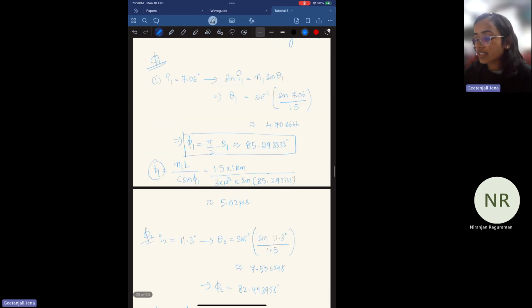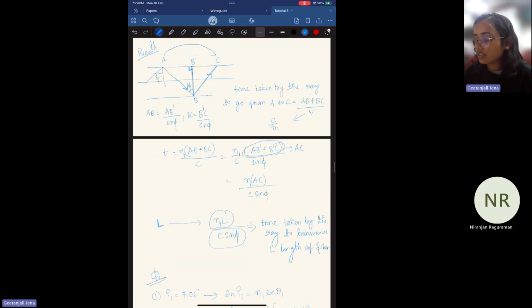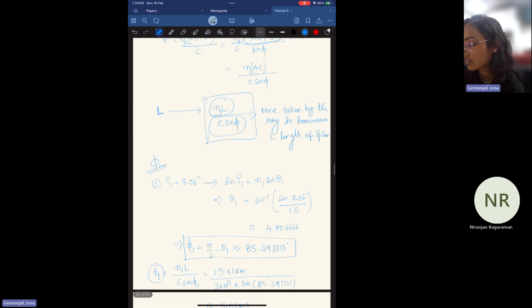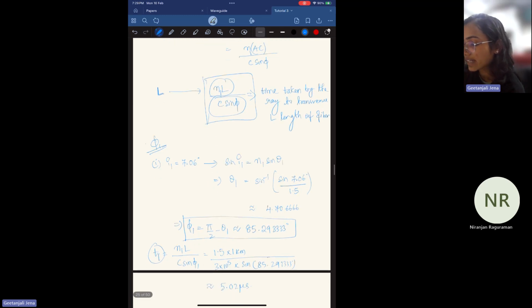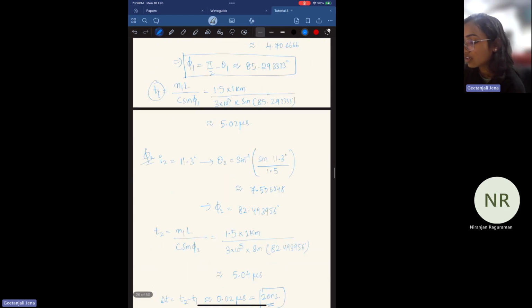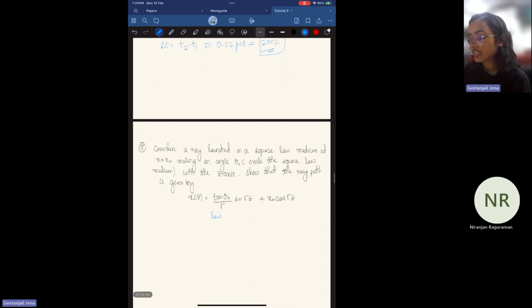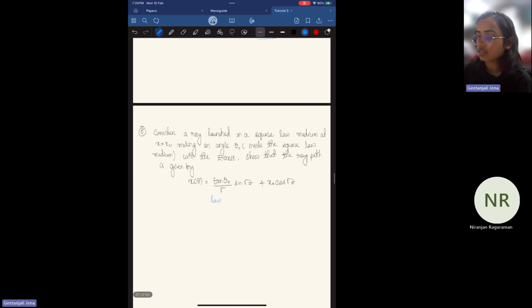Here the important formula is this one. The time is N1 L by C sin phi. It's not like you have to remember all these formulas. You can easily derive them. It's just using basic trigonometry, you can derive these formulas. Okay, so let us move to our next problem then.